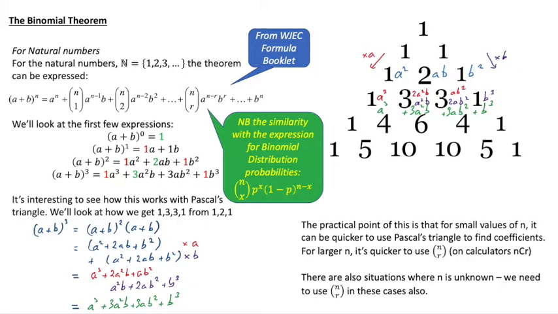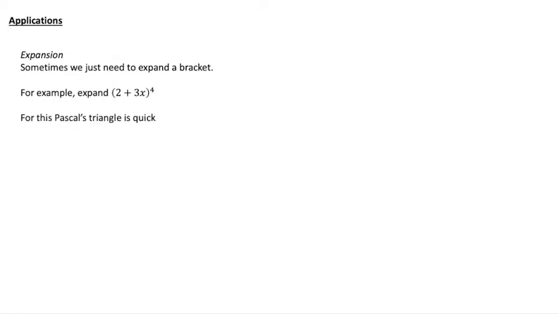Okay, let's have a look at some applications. Sometimes we just need to expand a bracket. It just comes up in some algebraic situation, we just need to expand it and get on with it, sort of thing. So if we have (2 + 3x) to the power of 4, then for this Pascal's triangle is quick. Because it's to the power of 4, we can just use the 1, 4, 6, 4, 1 row, and even if you can't remember it or don't trust yourself to remember it, it's quick enough to write that out.